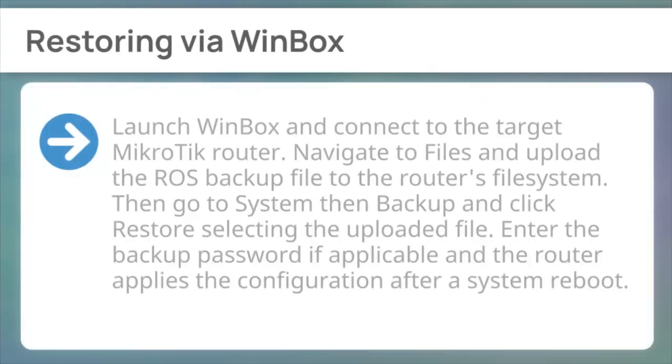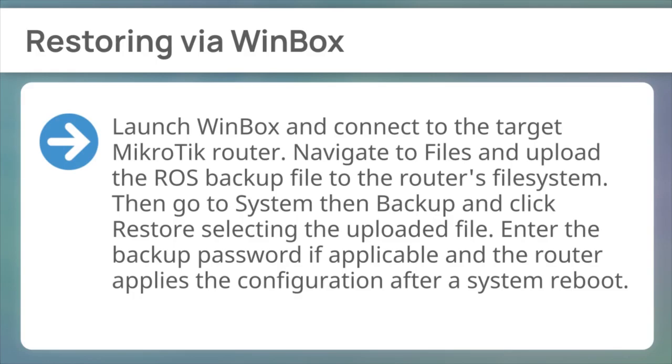First, restoring via WinBox. Launch WinBox and connect to the target MikroTik router. Navigate to Files and upload the ROS backup file to the router's file system. Then go to System, then Backup, and click Restore, selecting the uploaded file. Enter the backup password if applicable, and the router applies the configuration after a system reboot.